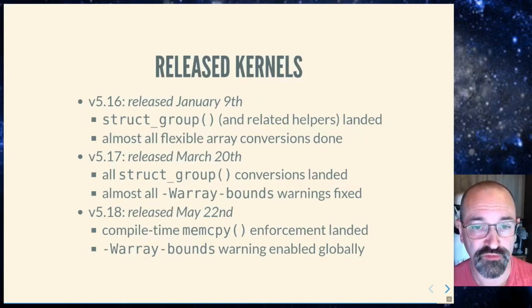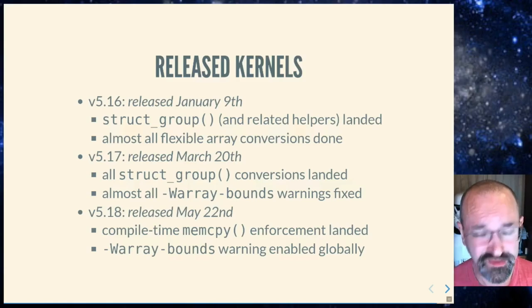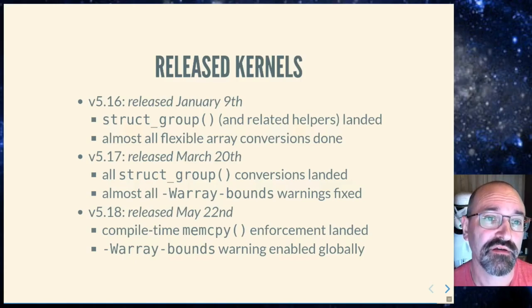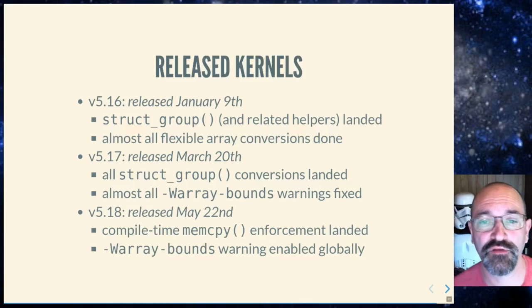There's a strong relationship between -Warray-bounds with array sizes and flexible arrays and the cleanup needed to get the compiler doing the right thing all across 25 million lines of code. So skipping past the 2.5 years of cleaning up all sorts of stuff that people have been doing, 5.16 released this last January, and that introduced struct group and related helpers, and did the bulk of the remaining flexible array conversions that were needed, and the struct group conversions. In 5.17 in late March, we were finished with all the struct group conversions and had almost all the rest of the array bounds warnings finally fixed.